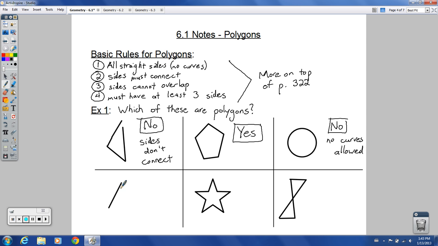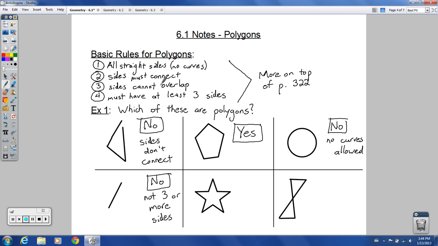This one, do you have at least 3 sides? No, you just have 1 side here. So even though there's no overlapping stuff, there's no sides to actually connect, this one, no, you have to have at least 3 sides. So this one you only have 1 side. It's not 3 or more sides.